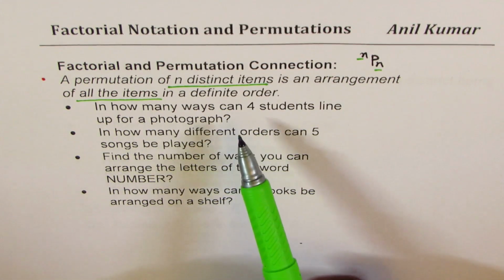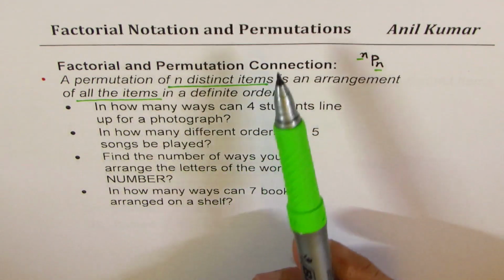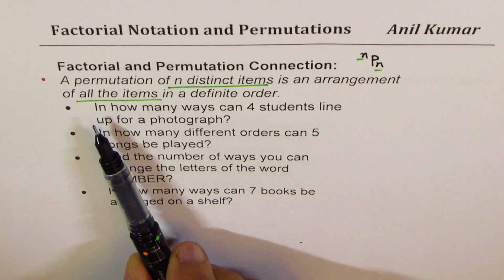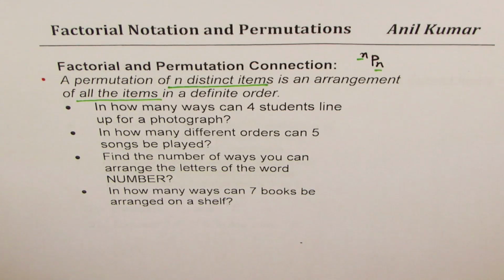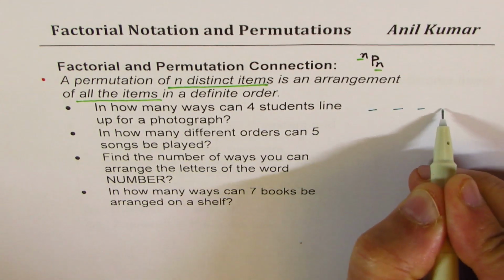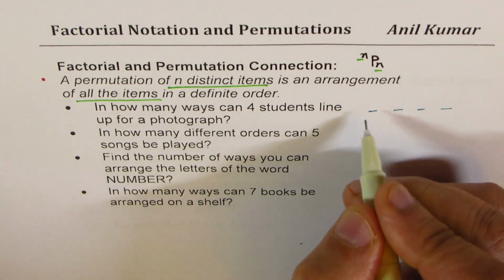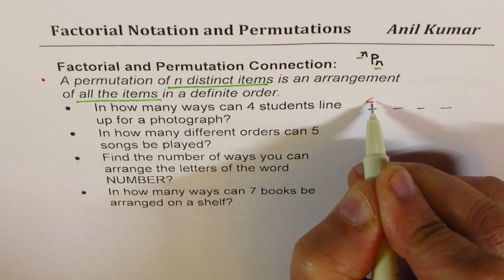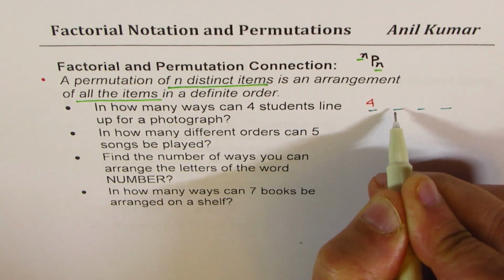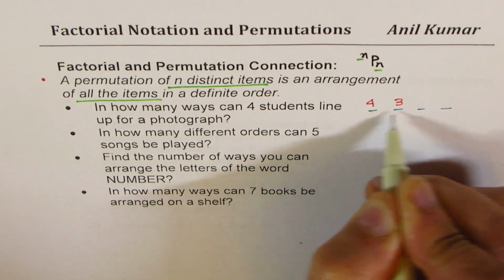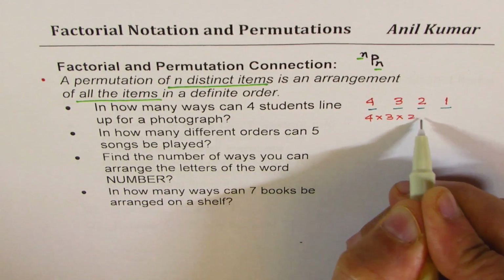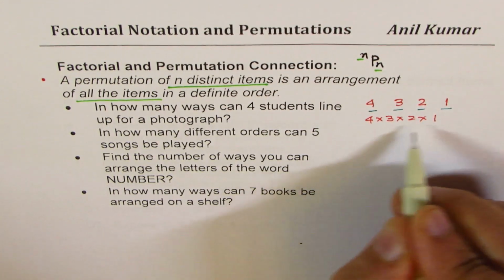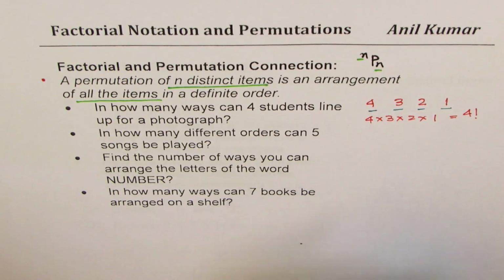So n. Okay, so let's work on these 4 examples just to show you how permutation is linked with factorial. So first example here is, in how many ways can 4 students line up for a photograph? So that means we have 4 positions. So let's say this is first, second, third, fourth, and we have 4 students. So in the first position, any one of these 4 can come. So we have 4 options. In the second, once one person is there, we are left with 3, and then 2 are left, and then only 1 is left. And therefore the result is 4 times 3 times 2 times 1. So that is the answer for us, and this could be written as 4 factorial.